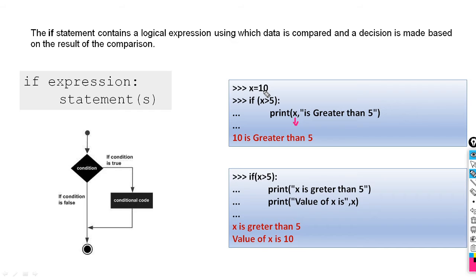So what is the value of x here? 10. 10 is greater than 5, so this condition remains true. It will execute this print statement because this print statement is present inside the if. Here we are using only if, meaning we want to execute some statements only if the expression remains true. If it is false, it will skip that statement. We will see in the next slide if we use if and else. Here we used only if.